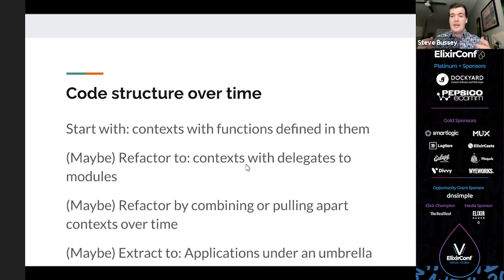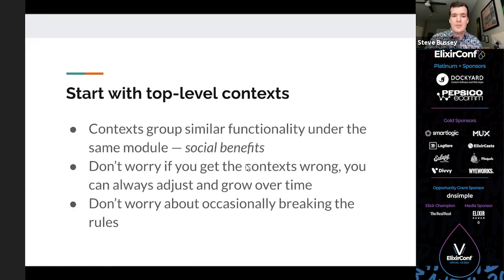So maybe, if the application grows and is successful and that part of the application grows, you can refactor that to context and delegate to other modules, submodules, so that you're sort of bridging out where the code actually lives. Maybe then over time, you can refactor by combining or pulling apart context, because honestly, we're probably not going to get our context right from the very beginning because we can't anticipate what the future is going to be. And then maybe we can abstract or extract our Elixir applications underneath an umbrella over time as well.